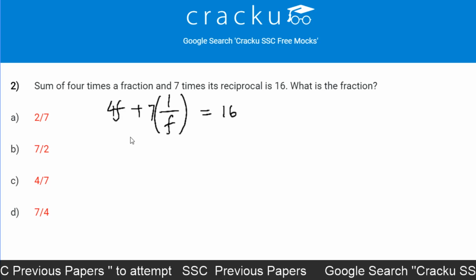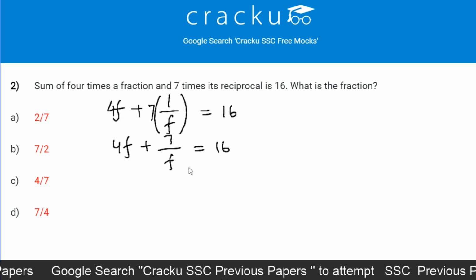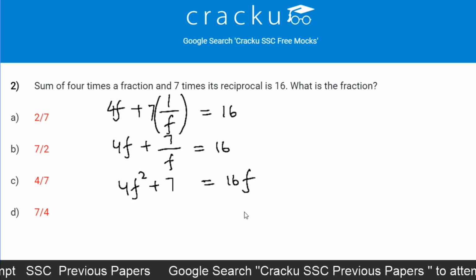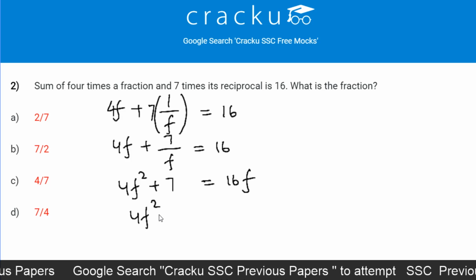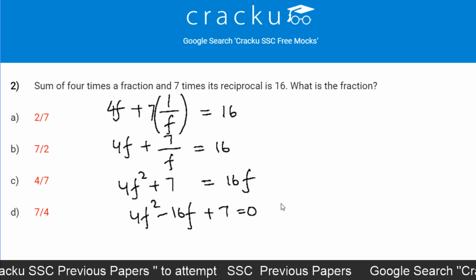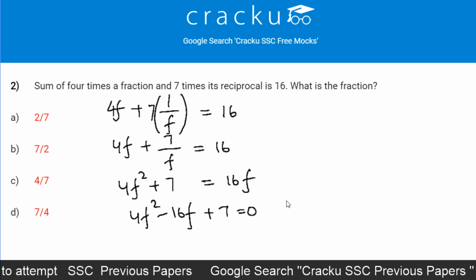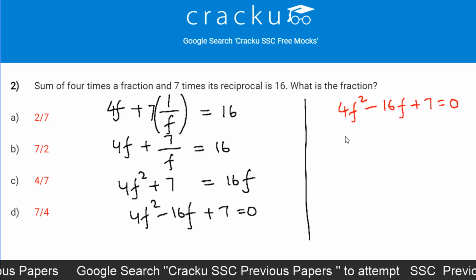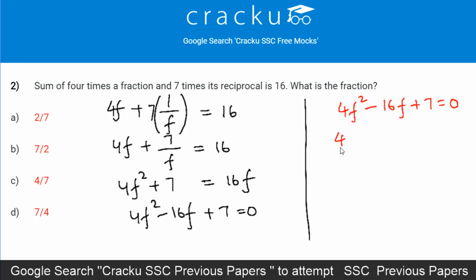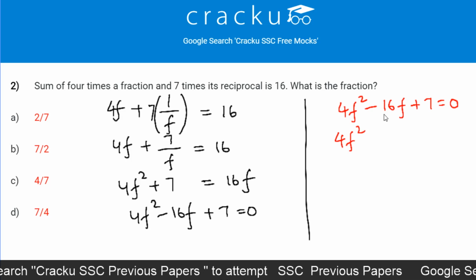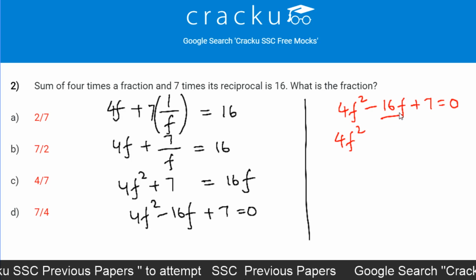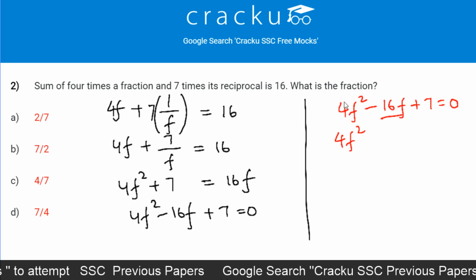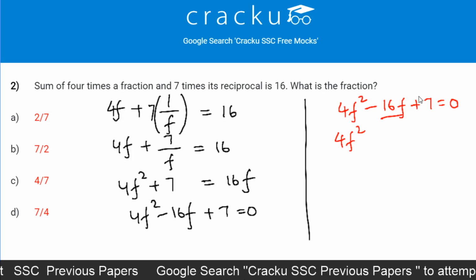If you simplify this, it turns out to be 4f plus 7 by f is equal to 16. So 4f square plus 7 is equal to 16f. That means we obtain a quadratic equation of degree 2. If we simplify this, 4f square minus 16f plus 7 is equal to 0. The 16 needs to be expressed as a sum using the product 28, that is 7 fours are 28.